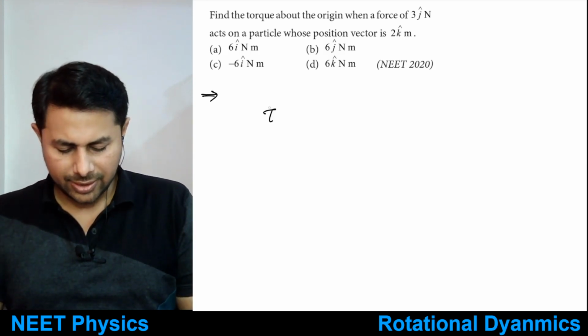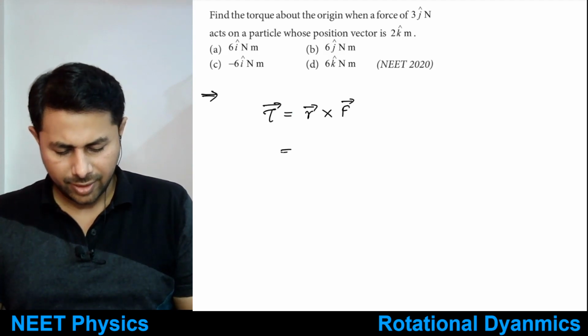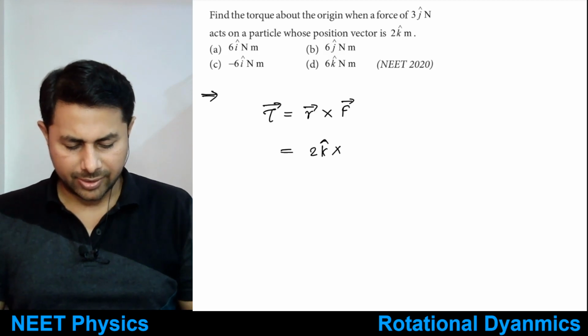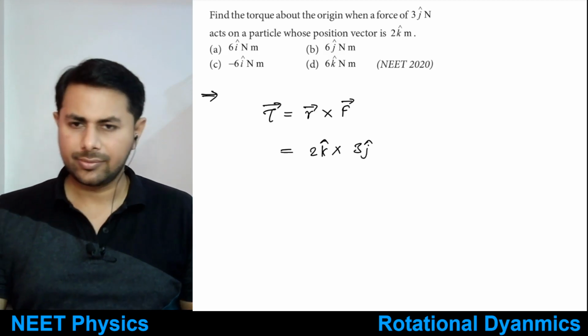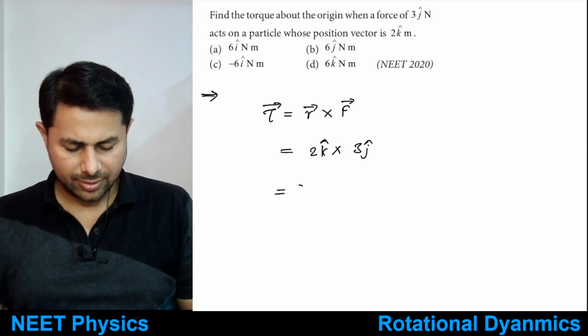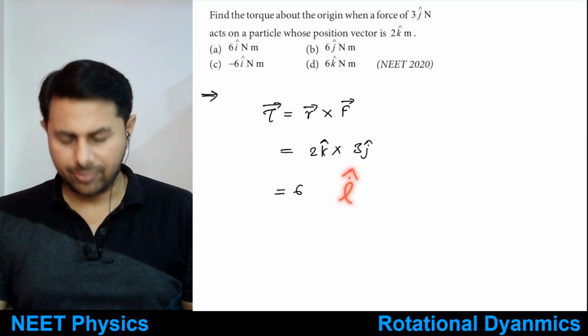So torque is equal to what? r bar cross F bar. That is, the position vector 2k cap cross 3j cap. Then 2 times 3 is 6. 6 times, is it i cap or is it minus i cap?